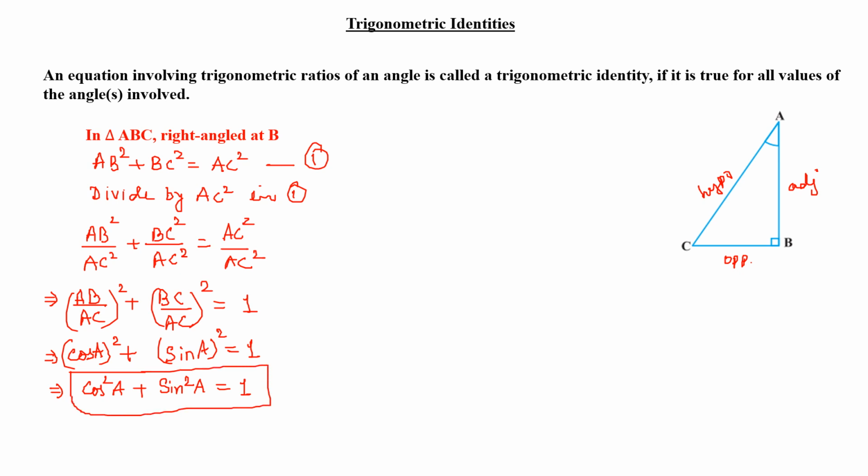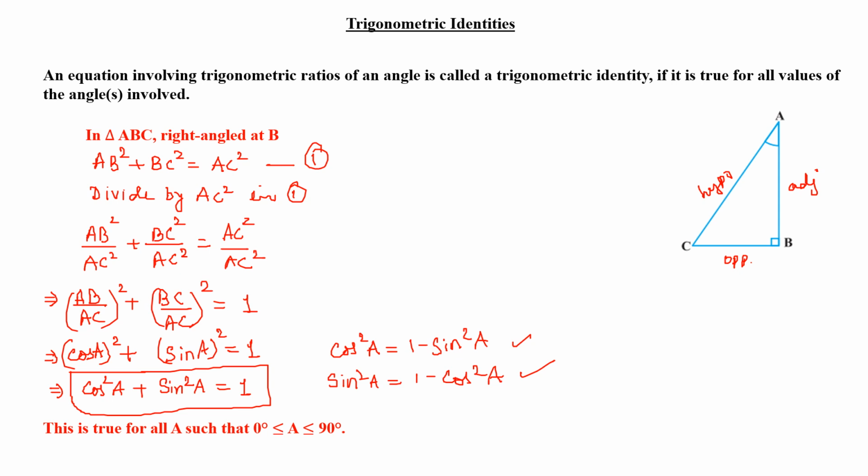Now this identity we can further use to find the value of cos square A also. Cos square A will be equal to 1 minus sine square A. You have to transpose sine square A to the other side, and you will get this. Same way, if you have to find sine square A, and you know the value of cos A, it will be 1 minus cos square A. So these two also you should always keep in your mind.